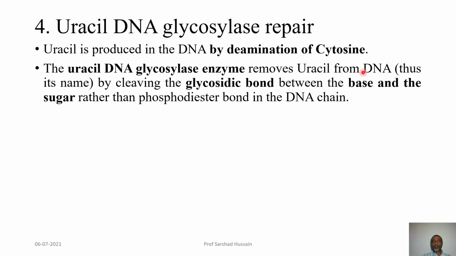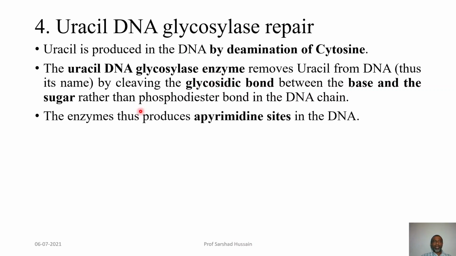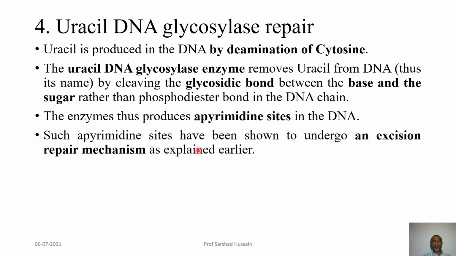It removes the uracil from DNA, and hence the name of this enzyme, by cleaving the glycosidic bond. The glycosidic bond is the bond present between the nitrogenous base and the sugar molecule of the strand. So it removes this uracil by cleaving the glycosidic bond, and once the uracil is removed, the DNA will have an AP site, an apyrimidinic site, on one strand. Such AP sites undergo an excision repair mechanism that we have already discussed.